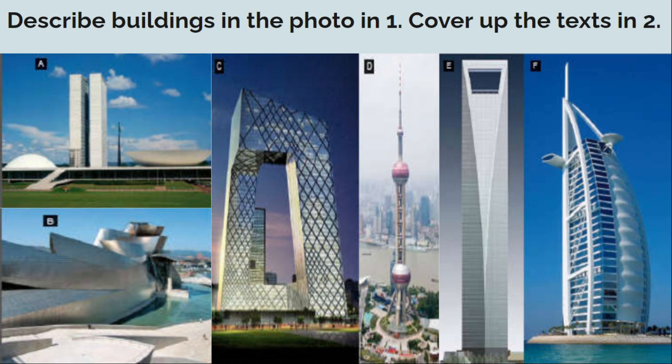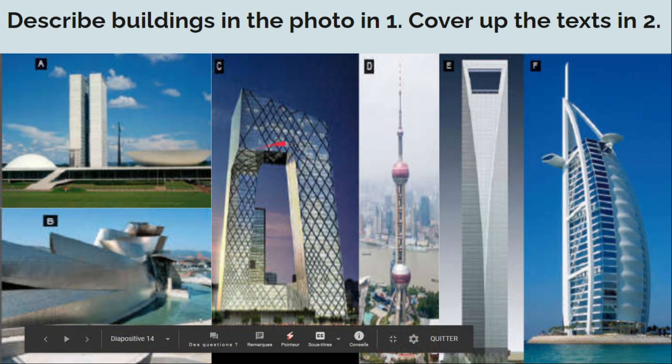So describe the buildings in the photo in 1 and cover up the text in 2. So for instance, we can say that building C is shaped like a triangle. So we may say it is triangular in shape.